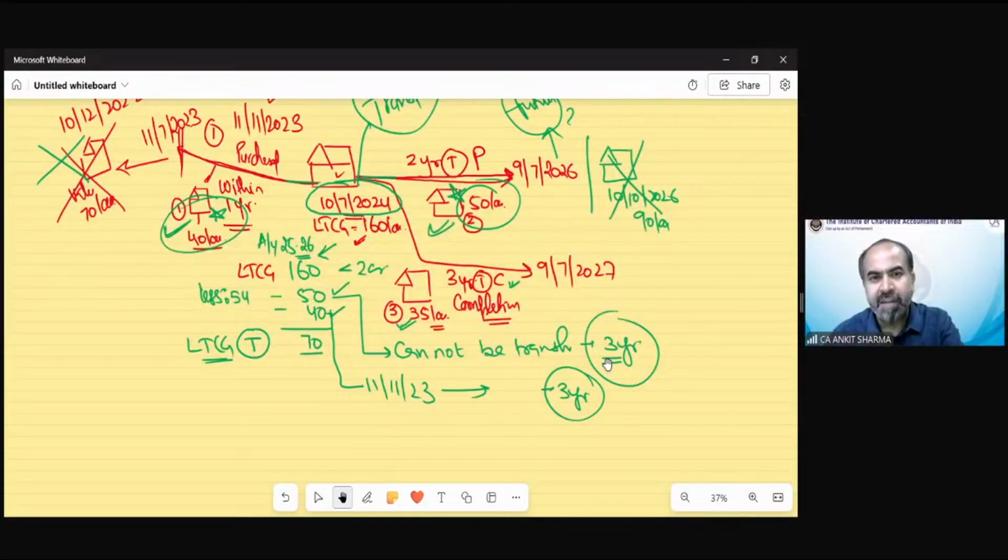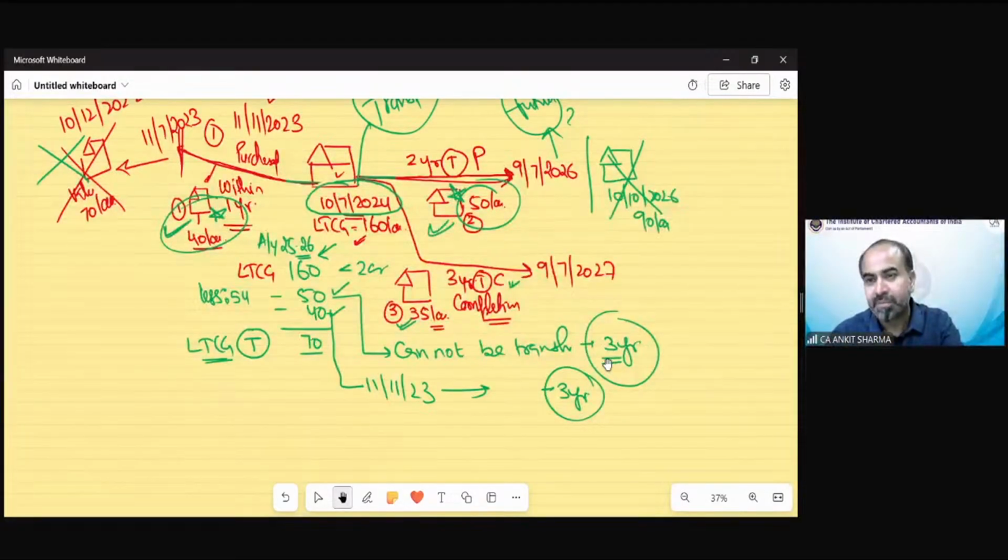Priyanshi is asking why we do not reduce 35 lakh from long term. Priyanshi, because we can claim a maximum of 2 house exemptions. So we have claimed 40 lakh and 50 lakh. So 35 lakh would be the third house. So we cannot claim more than 2 house exemptions.